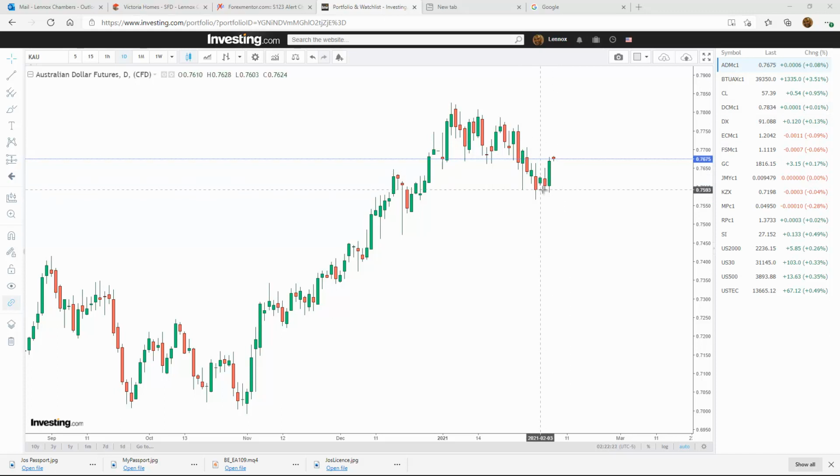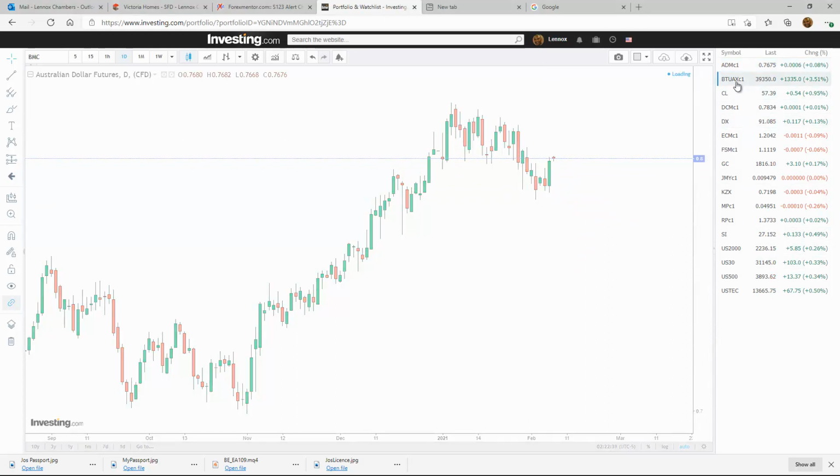If the Australian dollar has strength, then we would expect the US dollar to have a little bit of weakness. That's especially so with the euro. When we look at the euro futures, if the euro futures are strong, then we would expect a weak US dollar. All right, so let's continue and look at Bitcoin.